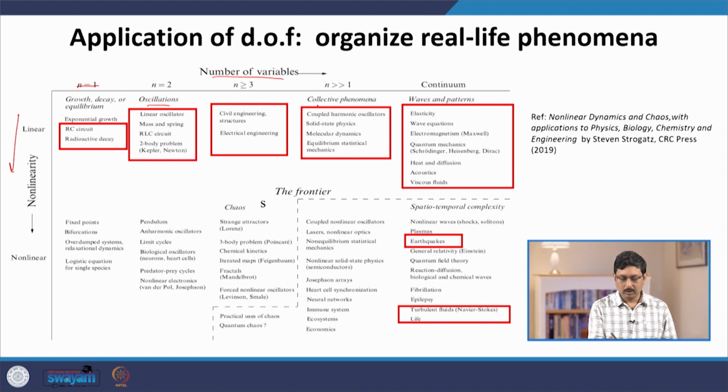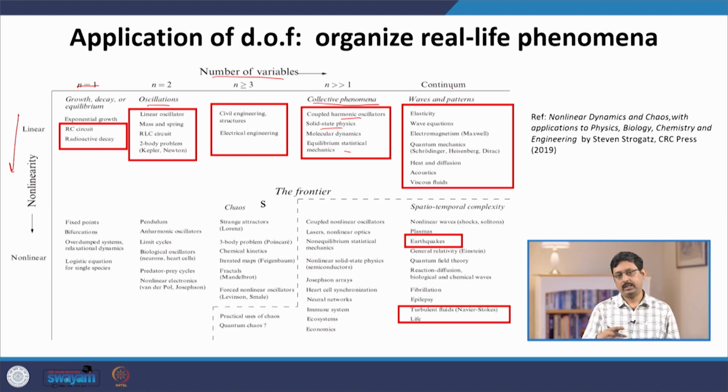And then when the number of degrees of freedom is very high, you get a lot of very interesting natural phenomena which are called collective phenomena. Here are some examples like coupled oscillation, or different properties of solids. Later in physics you will study that when you have a large number of degrees of freedom, there is a branch of physics called statistical mechanics.